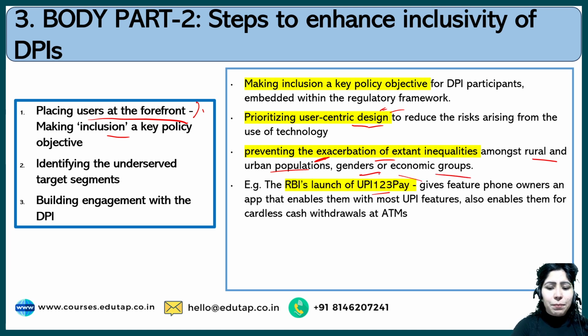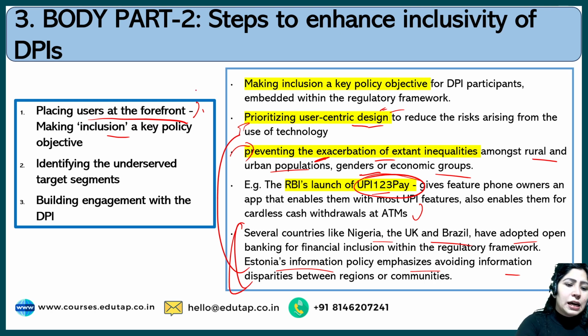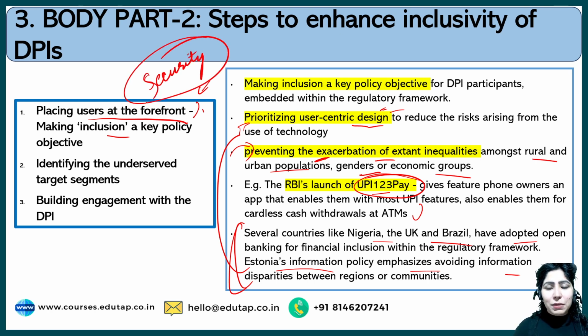Then give an example of RBI's app, which is known as UPI 123 Pay, which I just explained in the previous slide. And you can also give examples of countries like Nigeria, UK, Brazil, Estonia, which have developed policies emphasizing avoiding information disparities between regions and communities. Basically, they're preventing the extension of user inequalities. Another point, which is not added here, is security: digital security is very much required for people to develop trust in digital public infrastructure. So that also comes in your inclusion part.